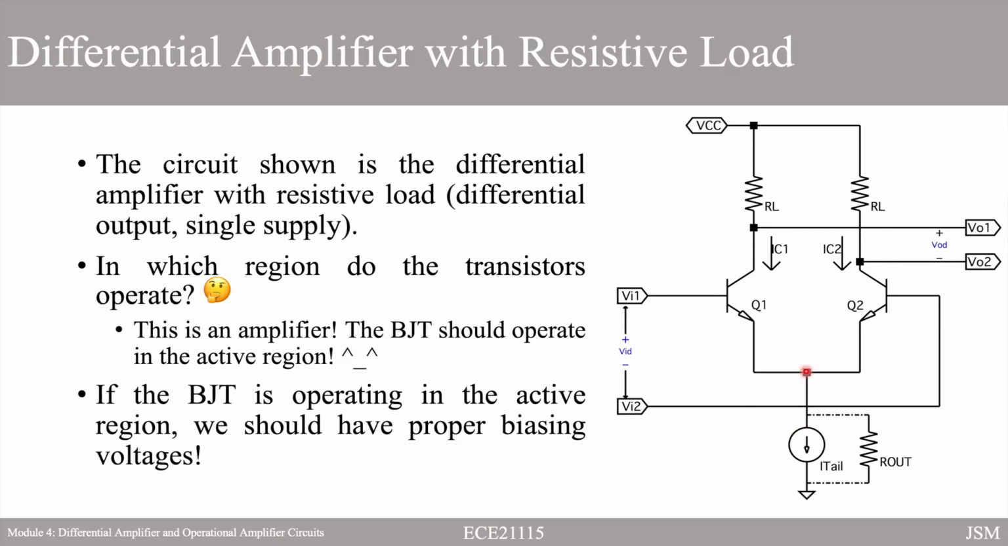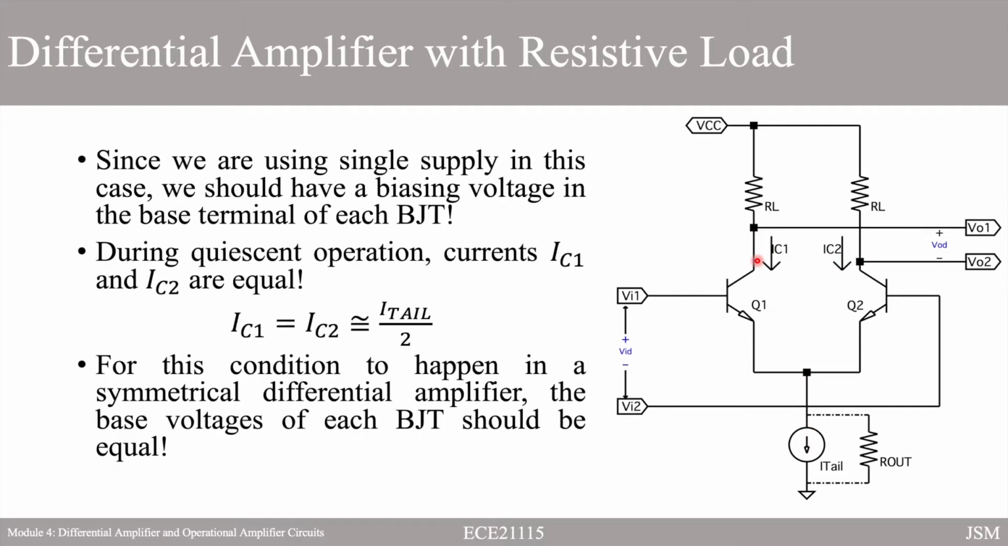Dahil kapag nag-KCL tayo dito sa node na yan, ang sum dapat ng IC1 and IC2 should be equal to ITAIL. So, meron silang tig-kalahati ng ITAIL. So, para magawa yon, kailangan meron tayong biasing voltage sa VI1 at VI2. So, dapat may DC voltage tayo dyan. Okay, so gagawin natin is meron dapat tayong VBB1 from here to ground. Okay? And we also have VBB2 in this node to the ground. Okay. So, ano kaya ang value ng VBB1 and VBB2? Magkaiba ba ang values ng VBB1 and VBB2?